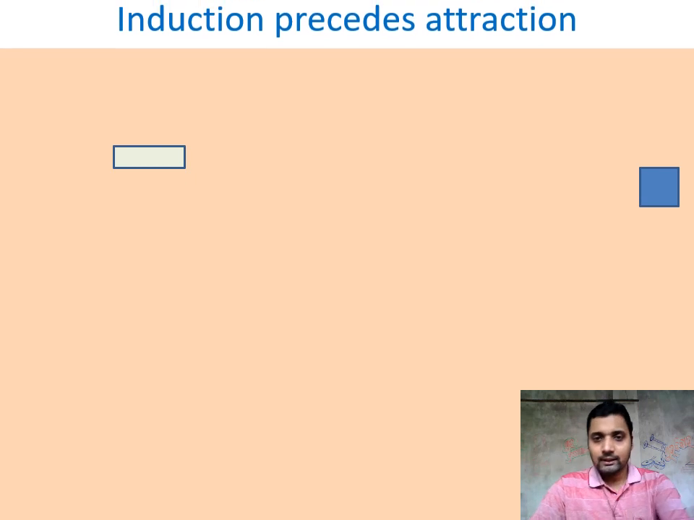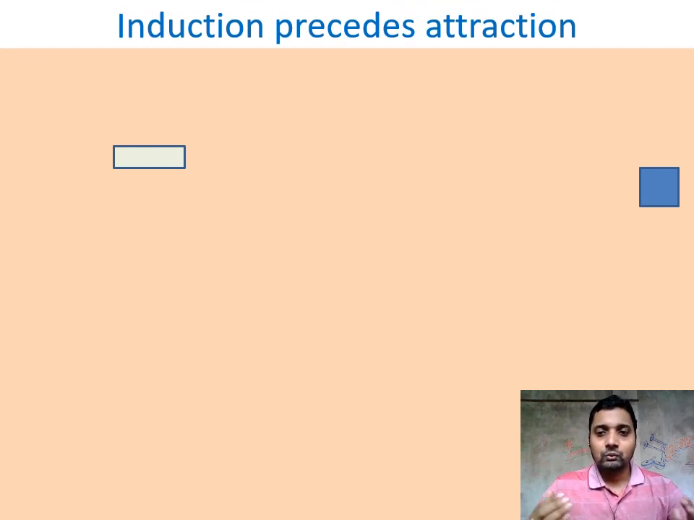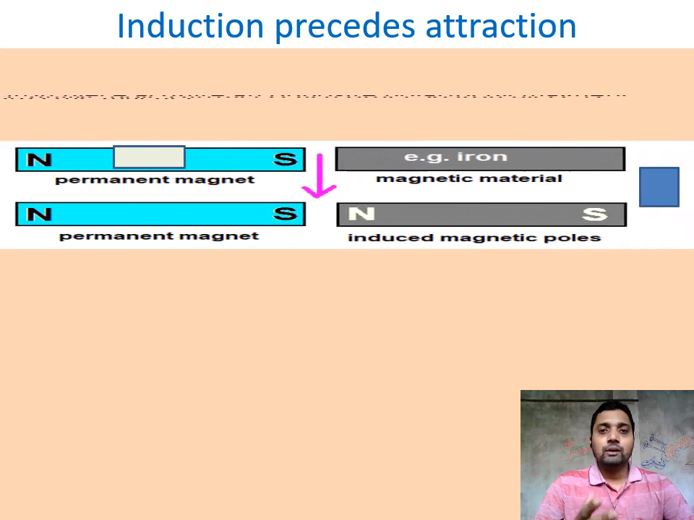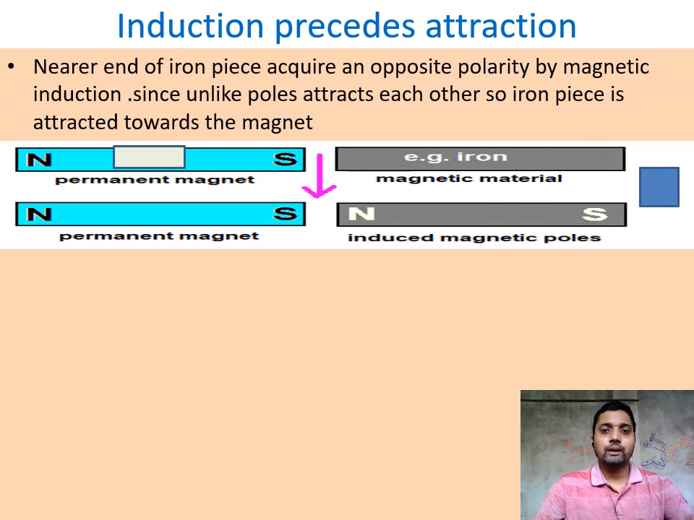In the case of induced magnetism, we can give magnetic property to a magnetic material. So induction precedes attraction, meaning whenever an iron piece comes near a magnet, if this side has the south pole, which pole will develop here? The north pole. And north and south always attract, because of which we get the attraction.